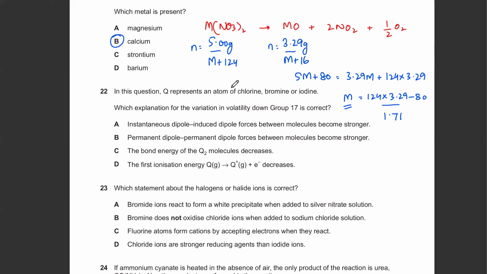In this question, Q represents an atom of chlorine, bromine, or iodine. Which explanation is correct for the variation in volatility? So why is the boiling point increasing down the group? It's A, the instantaneous dipole-induced dipole forces. You can see you've got more instantaneous dipole-induced dipoles. You've got more electrons, bigger molecules.